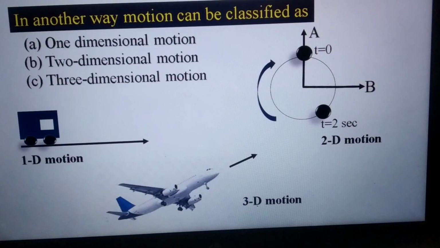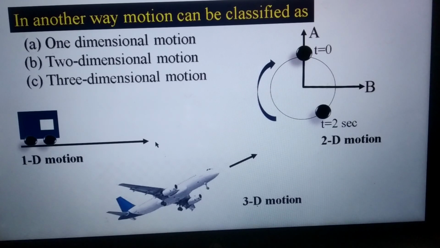Is there another way to classify motion? Yes, there is another way to classify motion, on the basis of dimension. We can classify motion into three parts: one dimensional motion, two dimensional motion, and three dimensional motion. If a car or train is moving in only one direction, then its motion will be called one dimensional motion. As the example shown here, a truck is moving straight only in the x direction.